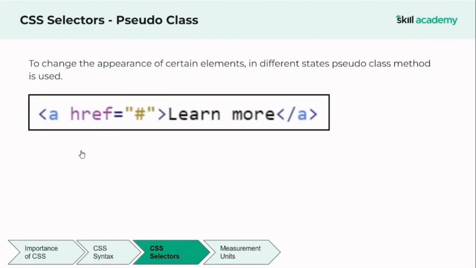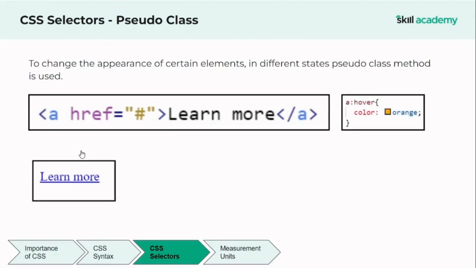So consider an A tag. So this is a link, and the link will be learn more. So the URL is not given as this is an example. So the learn more will be appearing in the output like this in a blue way. But what should happen when I am keeping my mouse over that? It should appear in different color.